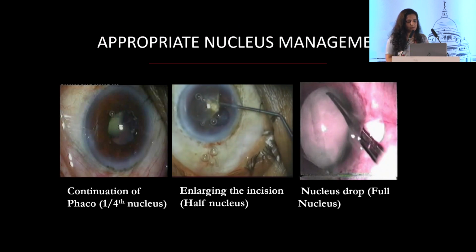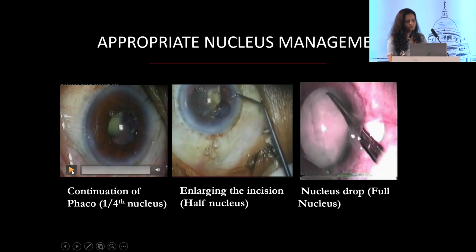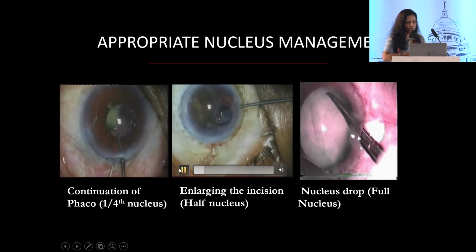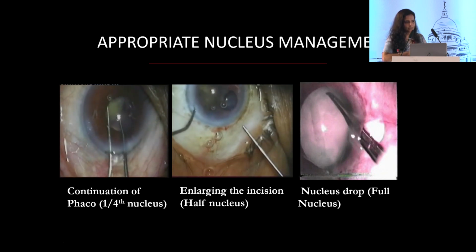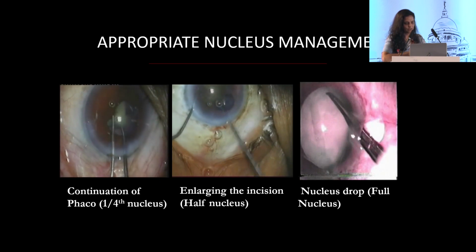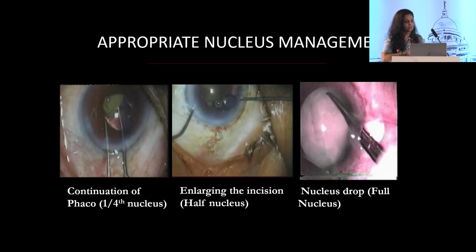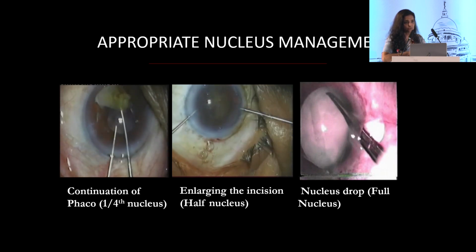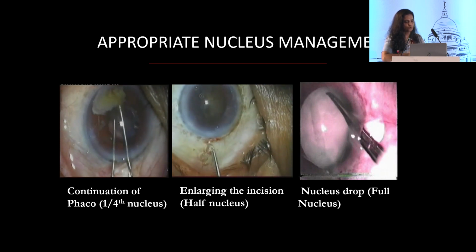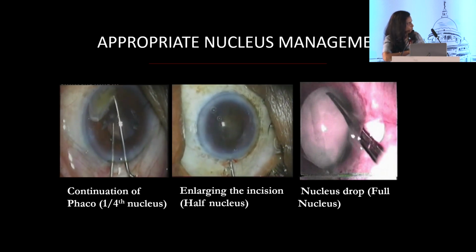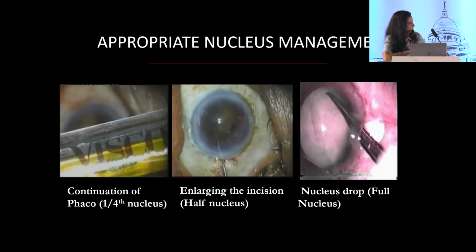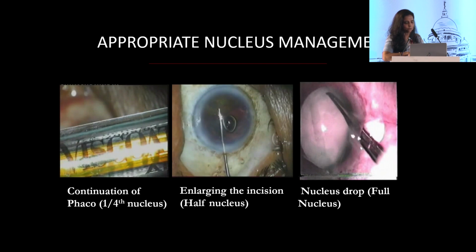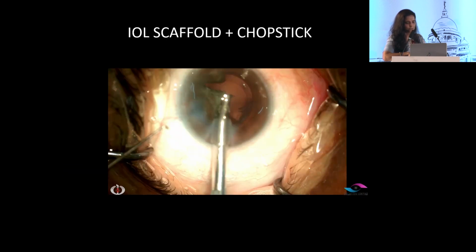Now, the nucleus management would depend on how much of the nucleus is left. So if there's a very small piece, you could even continue your phaco. You could get this nucleus into the anterior chamber, put a high viscosity viscoelastic, and then continue your phaco in the anterior chamber. You could enlarge the incision, convert to an ECCE. You could use the chopstick maneuver where you use 2 instruments to get these nuclear fragments out. And in case there's a nucleus drop, then it's best left to the vitreoretina surgeon.